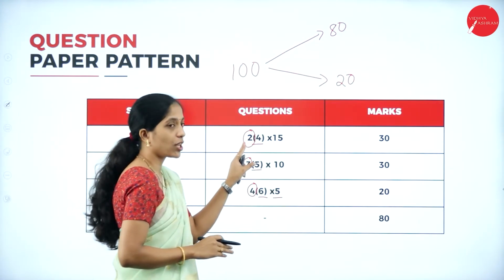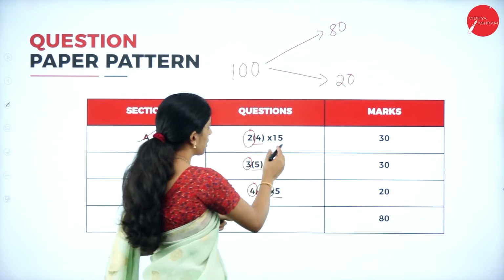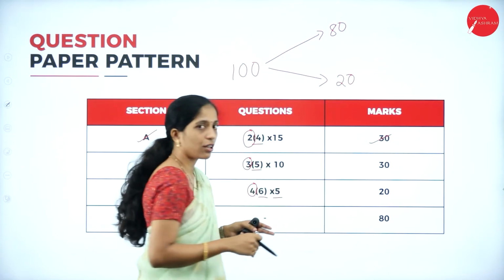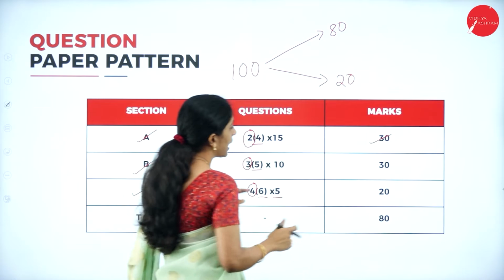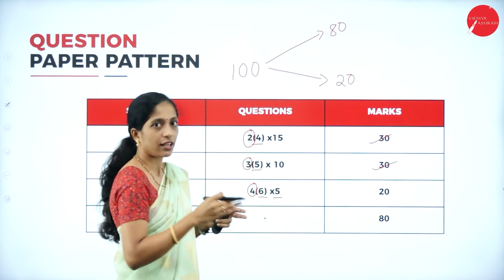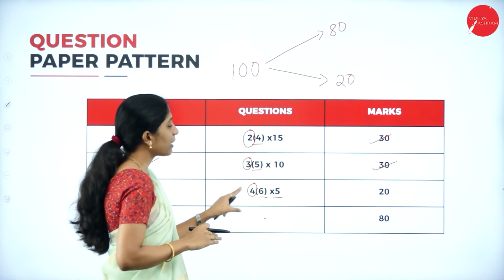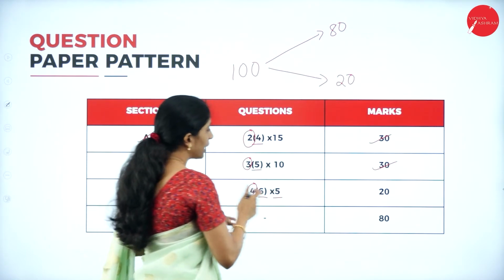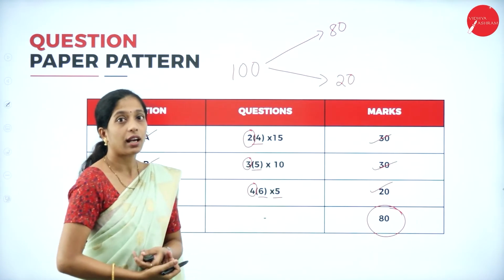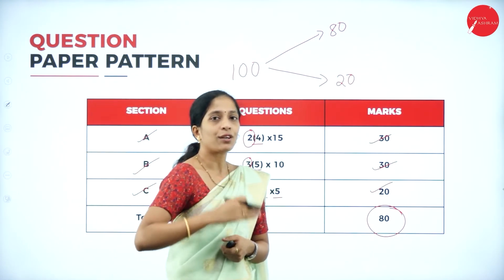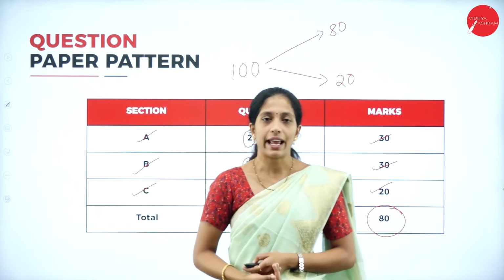So under Section A, you can expect 30 marks, that is 15 into 2. In Section B, 10 marks 3 questions, that is 10 into 3, 30. Next, 5 marks 4 questions, that is 5 into 4, 20. So the whole external examination is for 80 marks, and the remaining 20 marks is your internal examination.